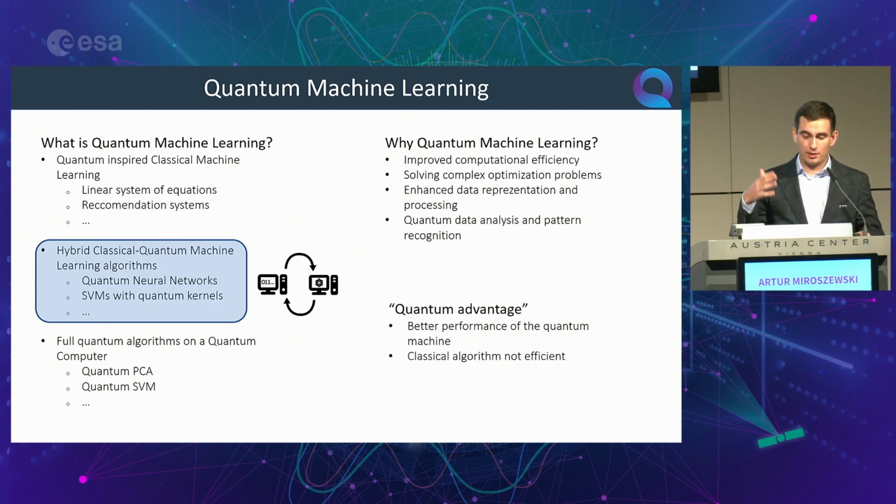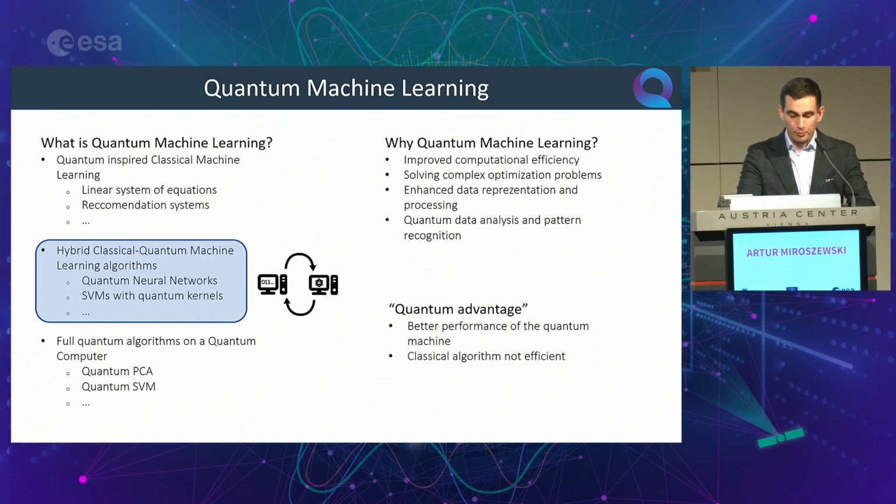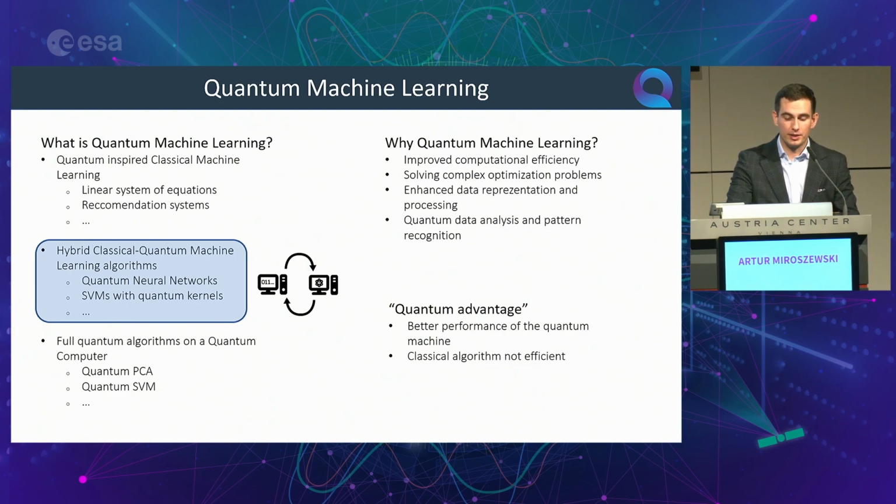When the field kicked off, people believed that there are some characteristics of quantum machines that allow us to perform some tasks better, or to obtain a quantum advantage. In this case, I will define quantum advantage for QML as having better machine learning performance, for example better classification accuracy, than any classical counterpart or any state-of-the-art classical algorithm, and also not being able to simulate the quantum algorithm efficiently on a classical machine.